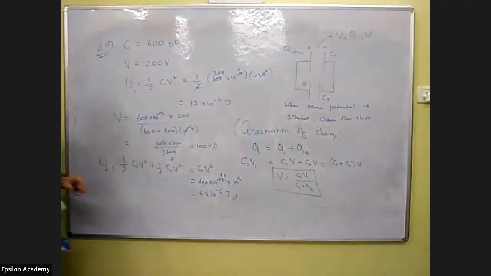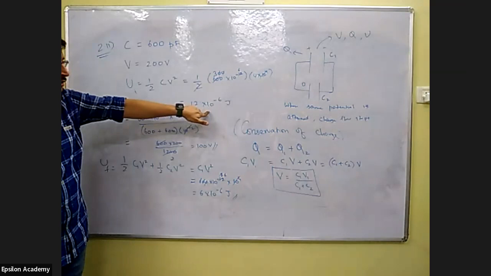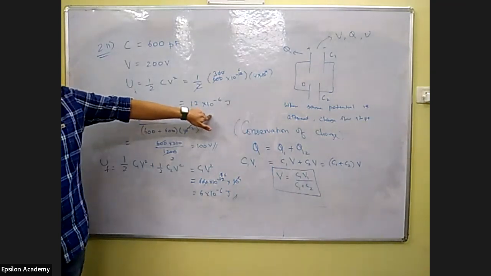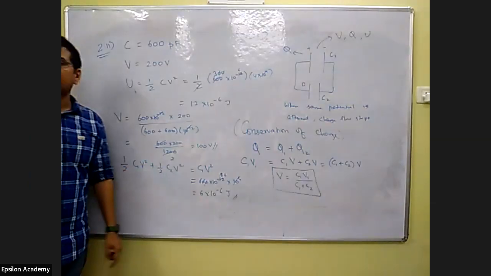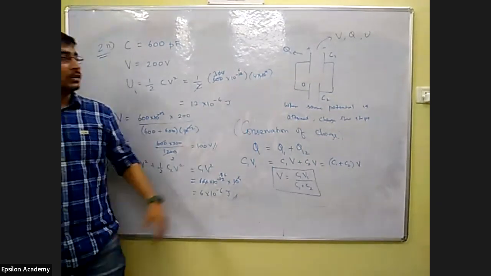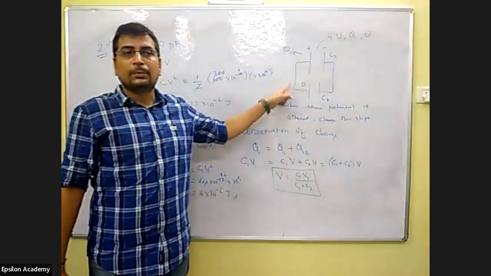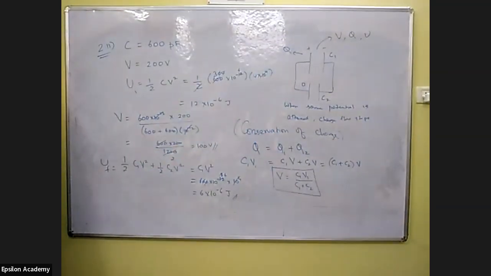So how much is the energy loss? See, initially the energy present in the system is 12 into 10 power minus 6. Finally, the total energy present in the system is 6 into 10 power minus 6. Why is it not still 12 into 10 power minus 6? Because the wires are there, right? They are acting as a medium to take up the charge. So the energy is lost in the form of heat.